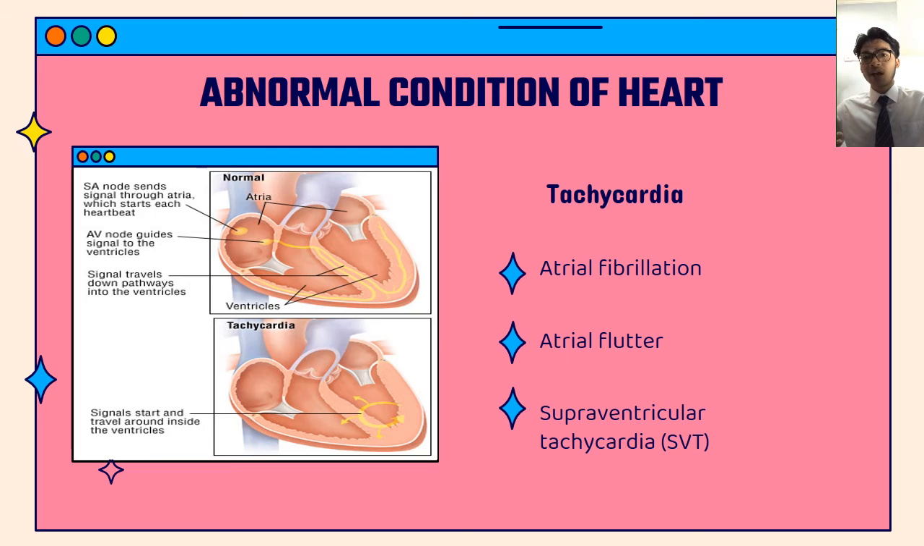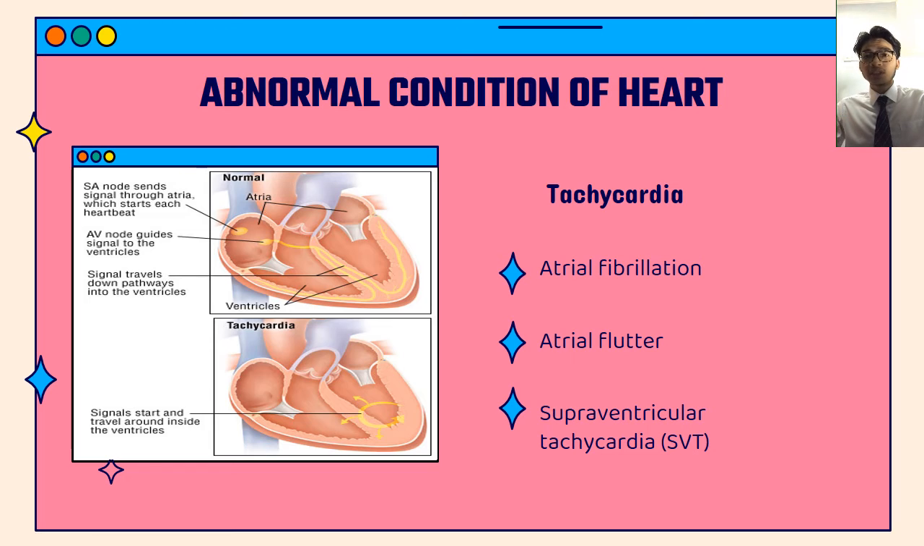But if left untreated, tachycardia can disrupt normal heart function and lead to serious complications. We have three types of tachycardia. First is atrial fibrillation. Atrial fibrillation is a rapid heart rate caused by chaotic, irregular electrical impulses in the upper chambers of the heart, the atria.